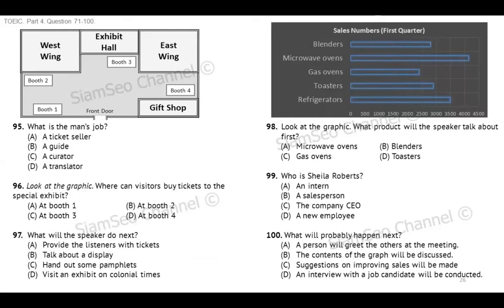It's in the west wing of the museum. You can purchase tickets for it at the booth beside the museum's front doors. Now let's get started. If you'll look straight behind me, you can see the first exhibit. Number 95. What is the man's job?